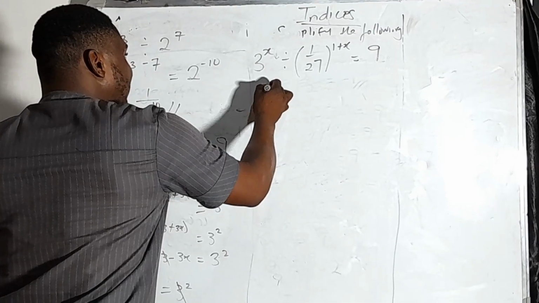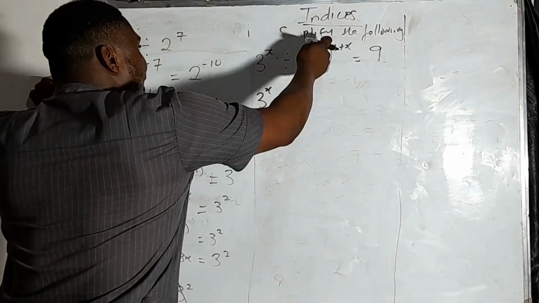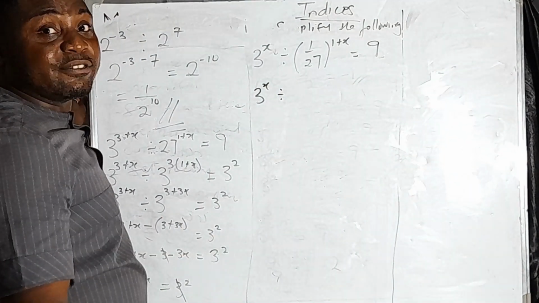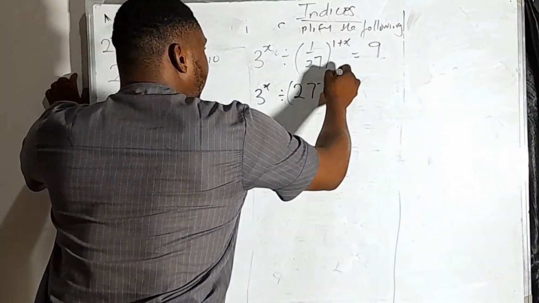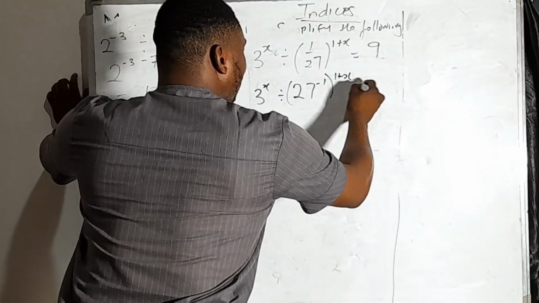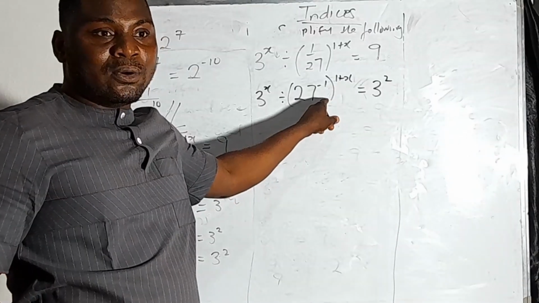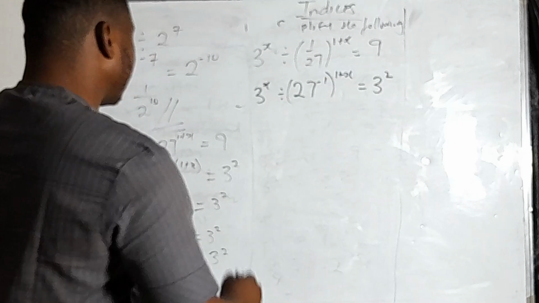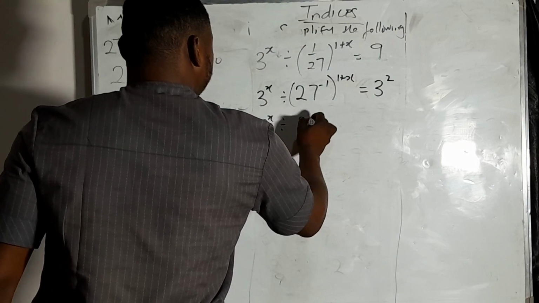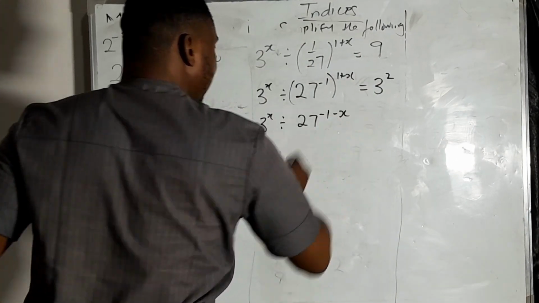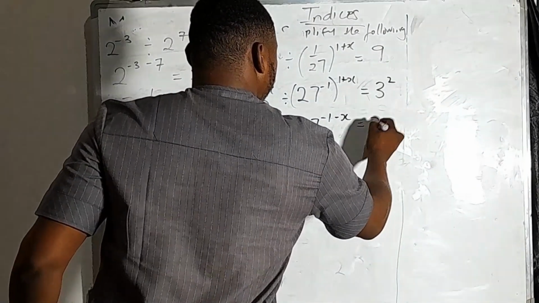So we have 3 raised to the power x divided by, now 1 over 27 is the same thing as the reciprocal of 27, which will give you 27 raised to the power minus 1, all raised to the power of 1 plus x, equals 3 raised to the power 2. Now, this has turned into the power law. What you need to do is use the two powers to multiply each other. So we have 3 raised to the power x divided by 27 raised to the power minus 1 minus x, because minus times plus will give minus. Then we have 3 raised to the power of 2.